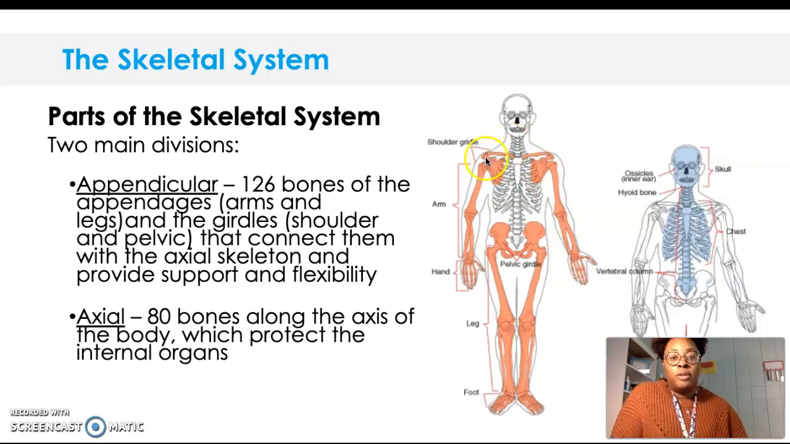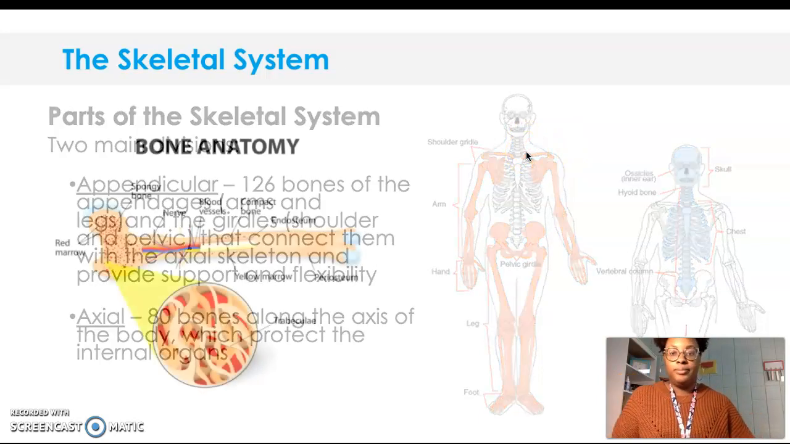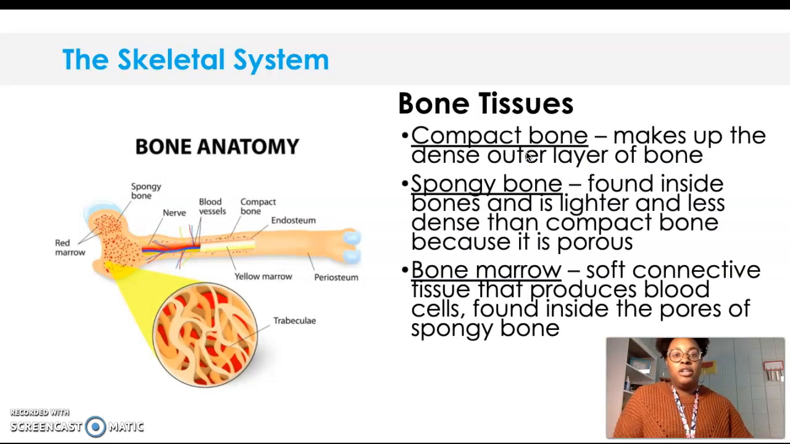So like your arms, your legs, your pelvis, and your shoulder girdle, which is your scapula, and your clavicle, which is this bone here.